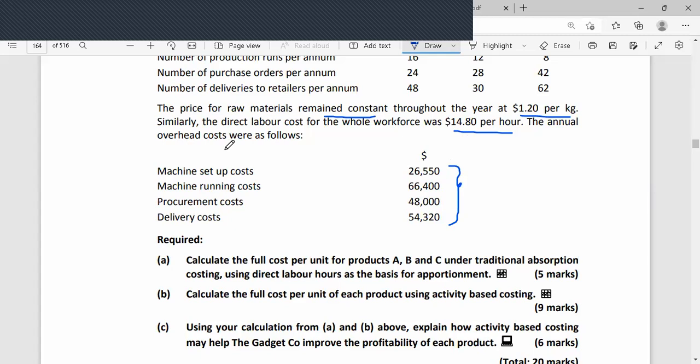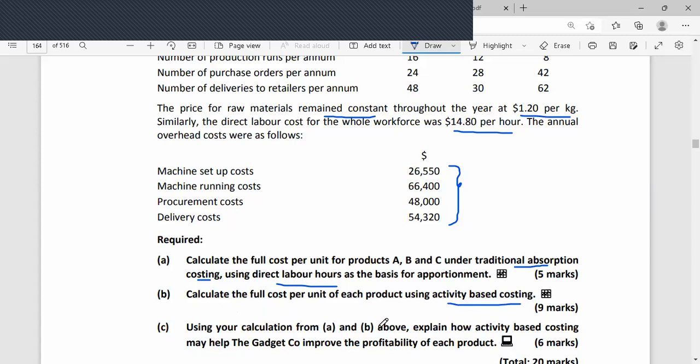The question says, calculate the full cost per unit for products A, B, and C under traditional absorption costing. We are asked to calculate it using the traditional cost accounting system, and the basis of apportionment is direct labor hours. Then we are also asked to calculate the full cost per unit of each product using the ABC, activity based costing.